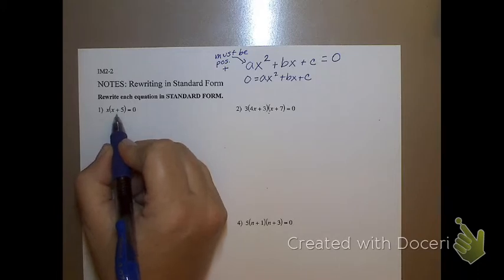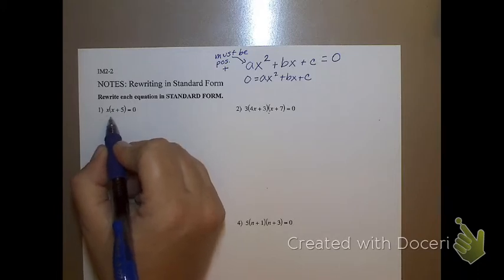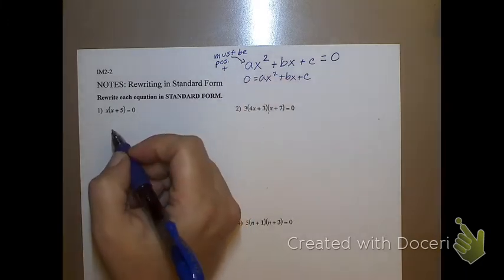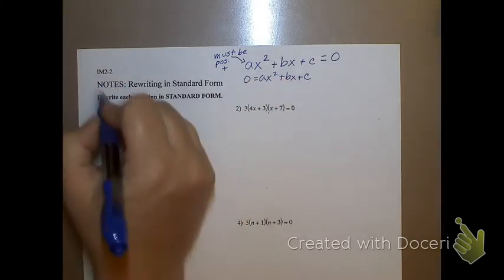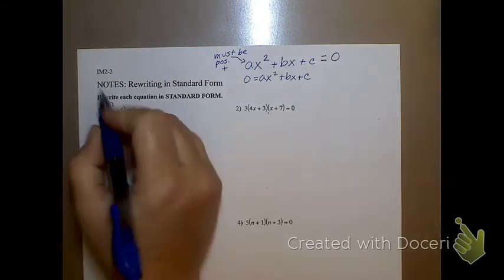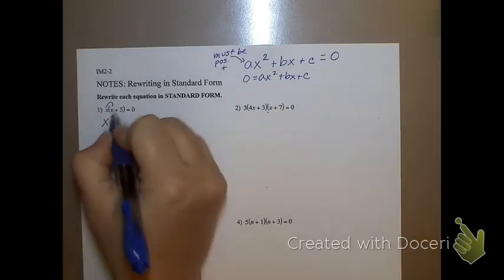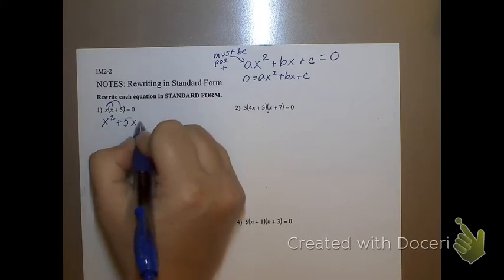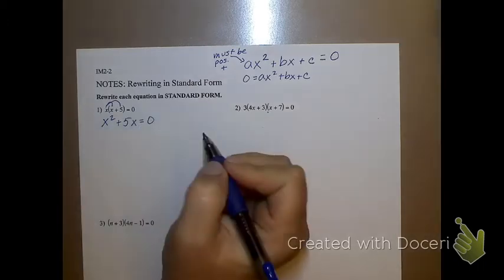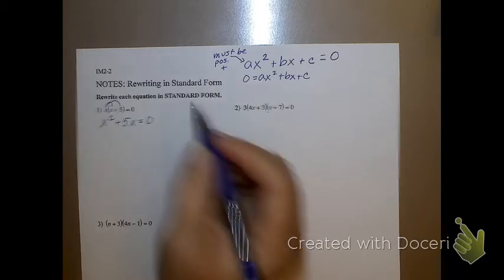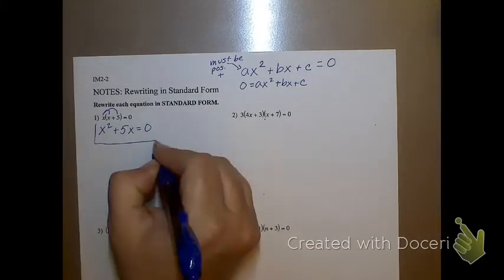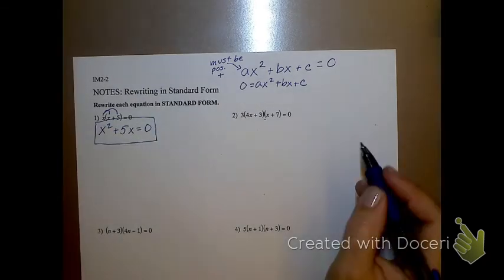So what I notice here is there's parentheses. Are there any parentheses in standard form? No. So how do I get rid of the parentheses? Distribute. X times x is x squared. X times 5 is 5x. Nothing else to multiply. Is that standard form? Yes. It just has a C value of 0. That wasn't hard, was it?